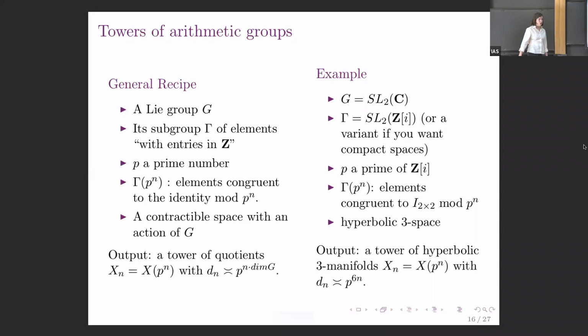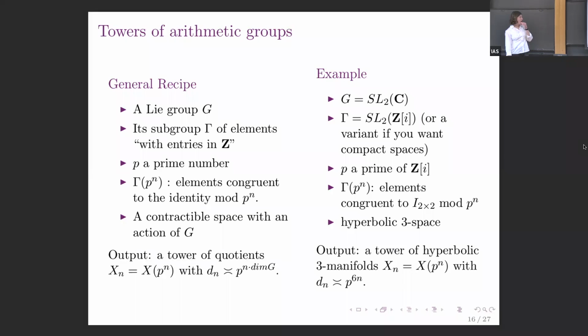If I'm bold, I can go a little farther and let G be SL2C. Inside of it, this is why I was saying with entries in the integers in air quotes, really in that case I'm going to take SL2 of Z[i], the Gaussian integers, or a variant if I want compact spaces. Here I can take P to be a prime of Z[i], about half of the primes of Z, or primes of Z[i]. So if you haven't thought about this in a long time, you can take a prime of Z. You have a 50-50 chance of hitting a prime.